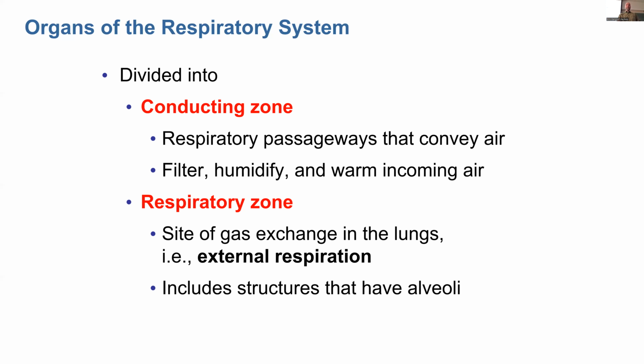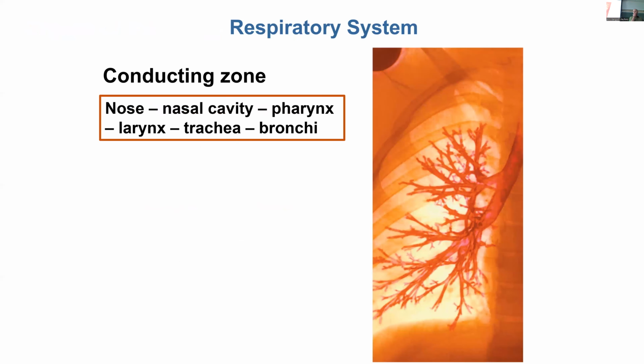All right, let's talk about the conducting zone. Not surprisingly, this starts in the nose, then moves to the nasal cavity, and then two structures called the pharynx and then the larynx, and then your trachea, which you're all familiar with from your cat dissections, and then into the primary bronchi, which you're also familiar with from your cat dissections in lab last week. So that's the general gist of the conducting zone.